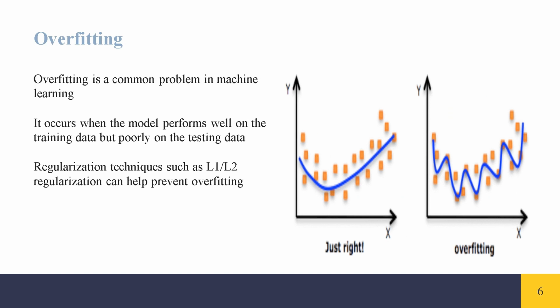Overfitting is a common problem in machine learning. It occurs when the model performs well on the training data but poorly on the testing data. Regularization techniques such as L1 and L2 regularization can help prevent overfitting.